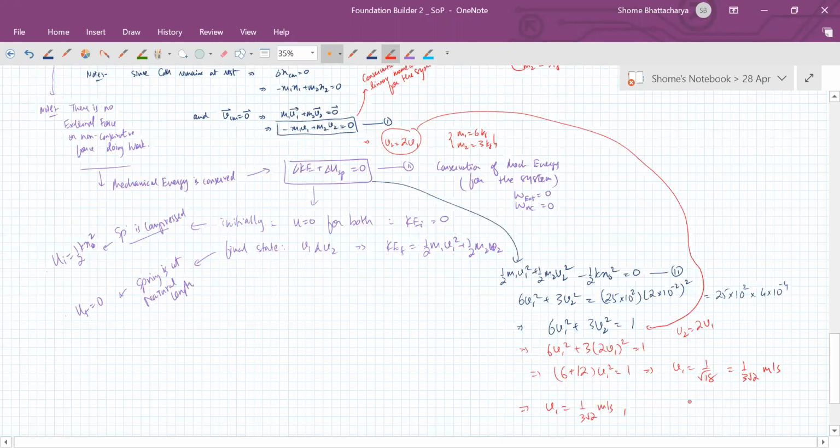And so your v2 will be twice of v1. So that will be 2 by 3 root 2, or root 2 by 3 meters per second. So v1 and v2. These are the answers.